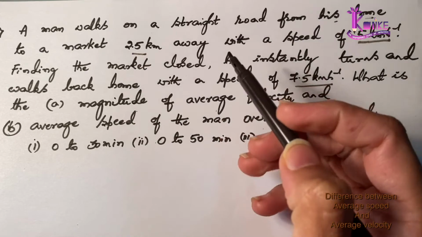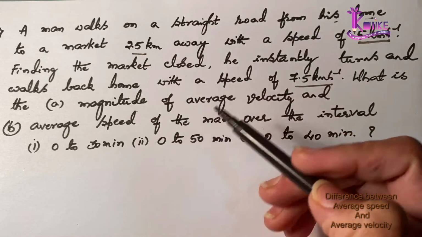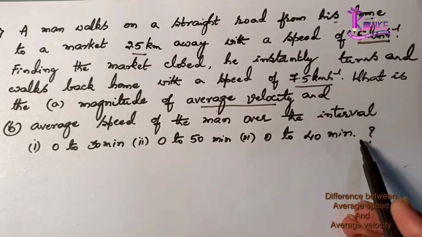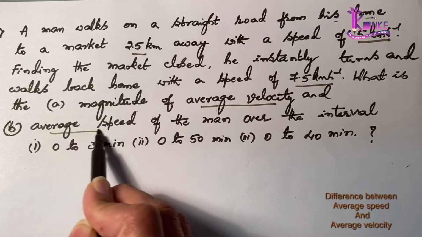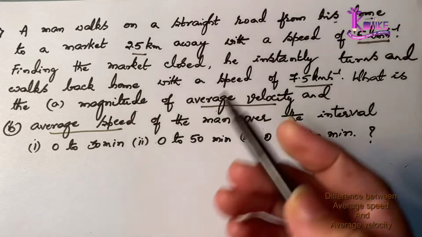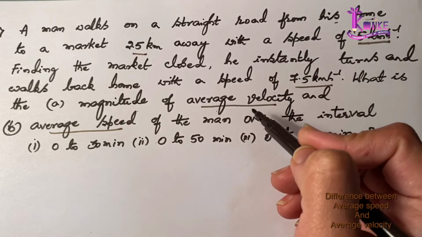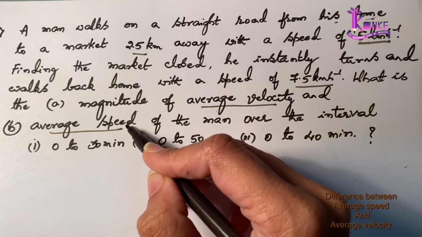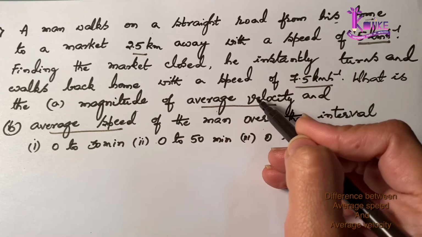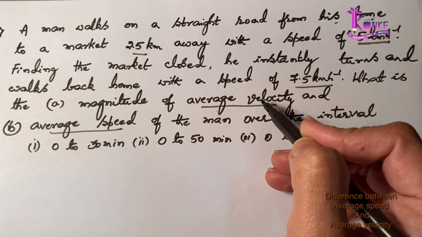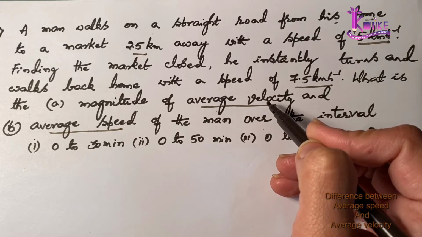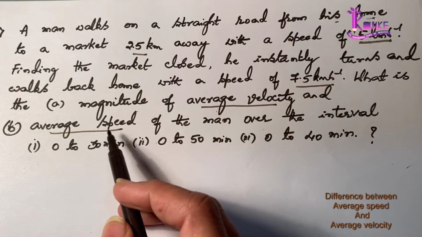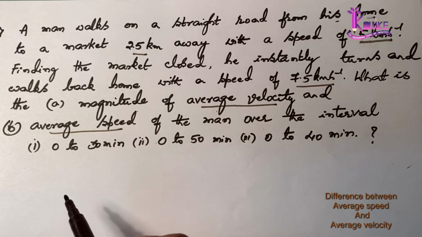Okay, now when you read this numerical, you know that you have to calculate average velocity over a given time interval and average speed over a given time interval. So this numerical is a very important numerical to understand the difference between average velocity and average speed. In other words, it will also tell you the subtle difference between displacement and distance traveled while calculating average speed.